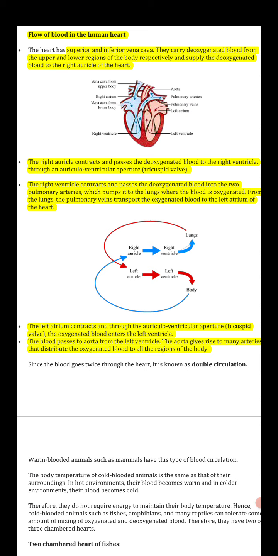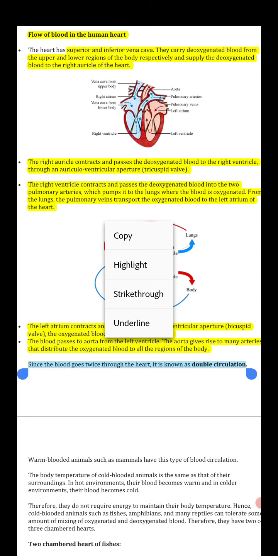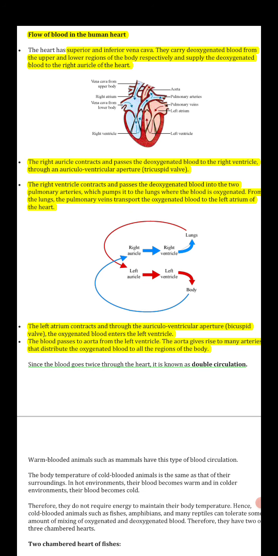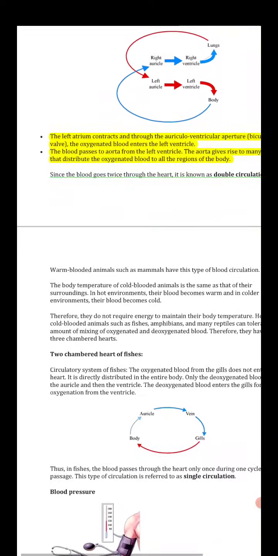The next thing is that since the blood goes twice through the heart, it is known as double circulation. So another question may come: why is our blood circulation called double circulation? You can write it in this way. So from this portion 2 questions may come. The first question is how blood is circulated all over our body through the heart, and the second question is why this is called double circulation.